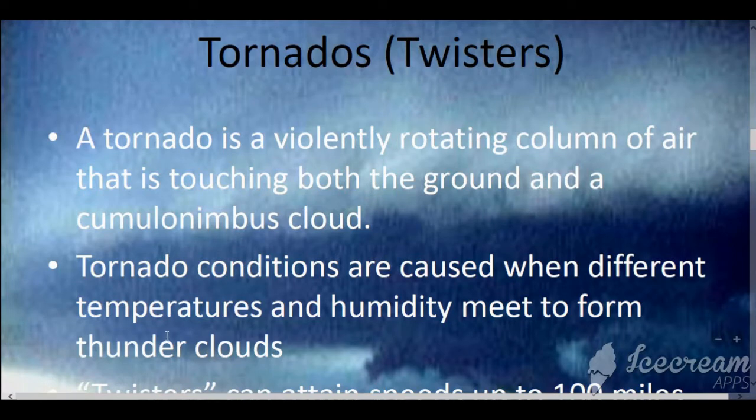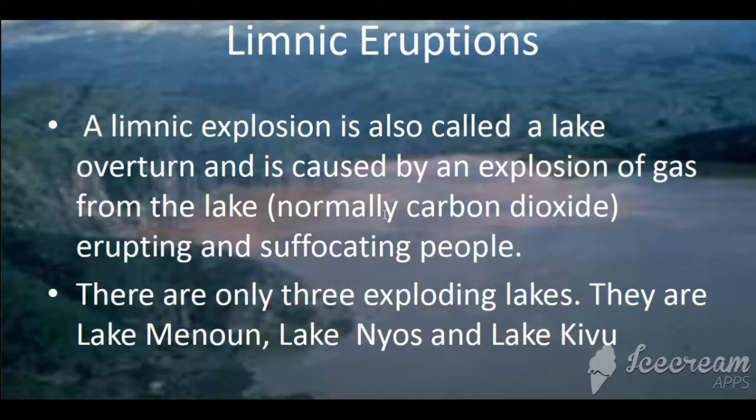Tornadoes. What does it mean? Tornadoes are twisters. They are the same, with a slight difference. So, a tornado is a violently rotating column of air that is touching both the ground and the cumulus cloud.